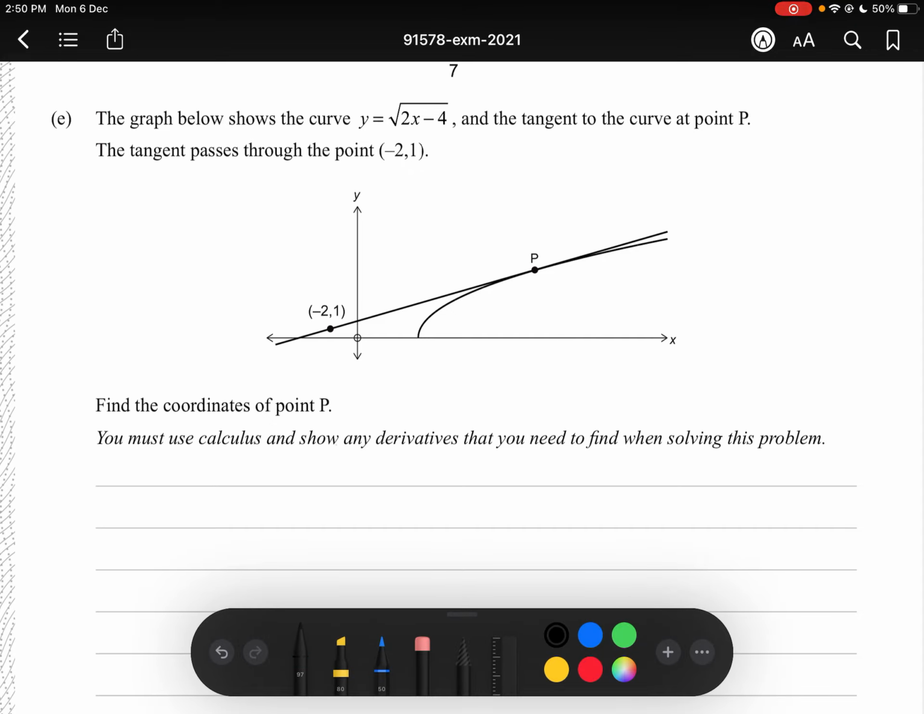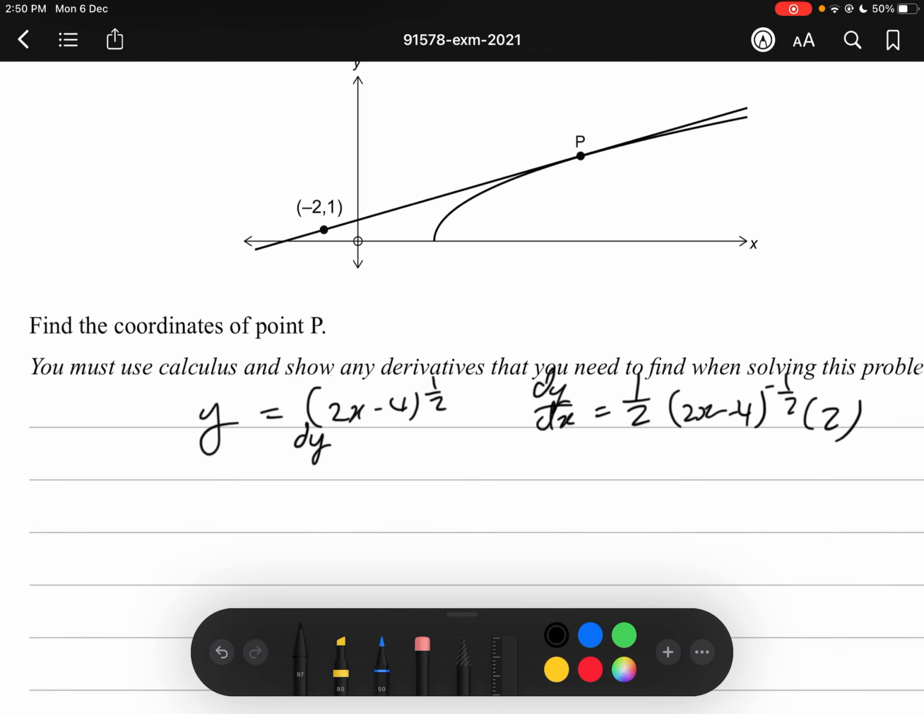The first thing we've got to do, since we're working with the tangent, is find the derivative of the curve. So y equals 2x minus 4 to the power of 1/2. Therefore, dy over dx by the chain rule is equal to 1/2 times 2x minus 4 to the power of -1/2 times 2. So dy over dx is 2 times 1/2, which is 1, so this will just be 1 over the square root of 2x minus 4.